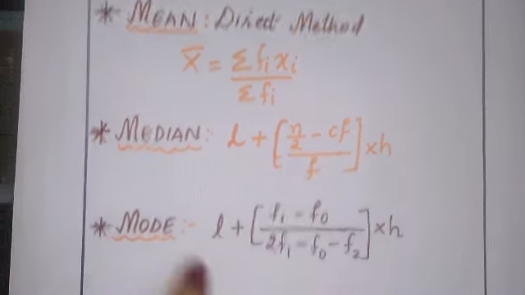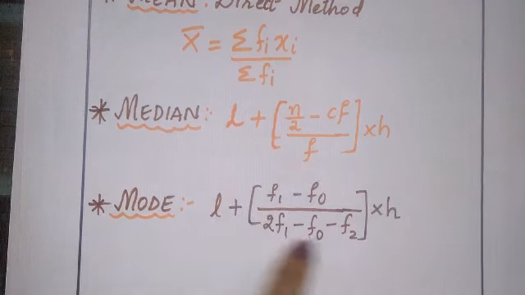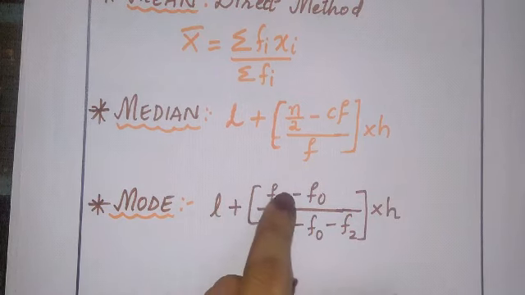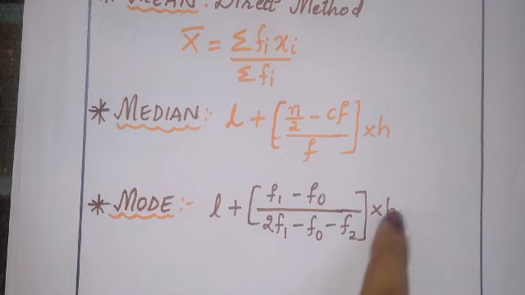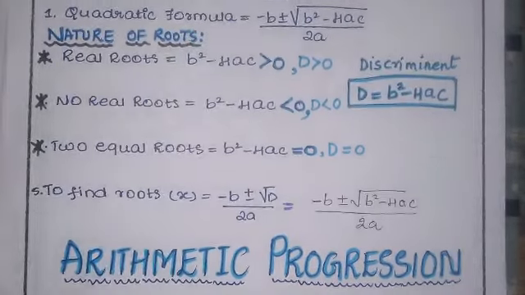So next is mode. Mode formula, this time you have to use this formula to find the mode. L plus (f1 minus f0) upon (2f1 minus f0 minus f2) into h. So these are the formulas based on statistics.